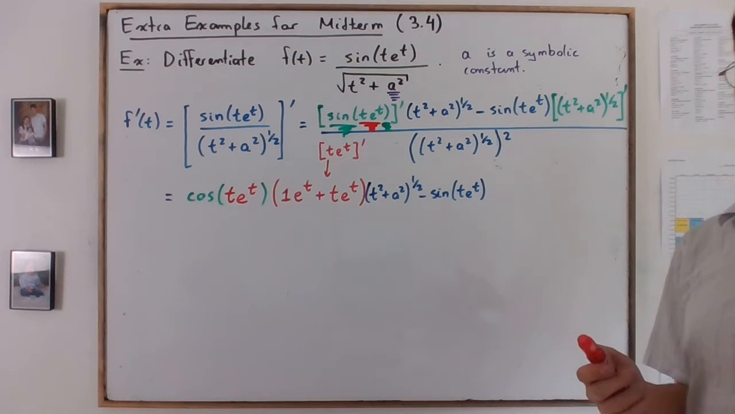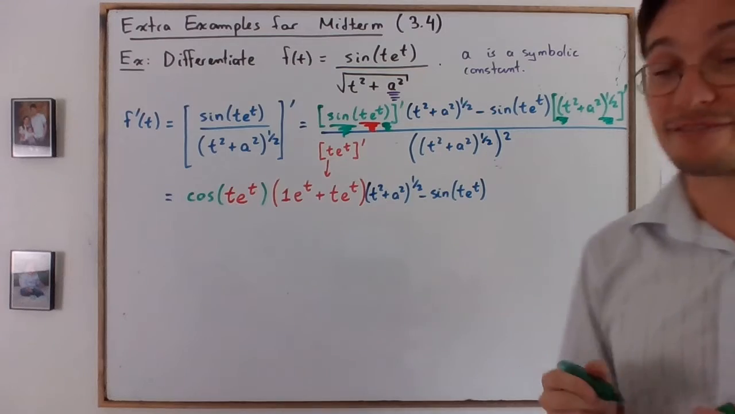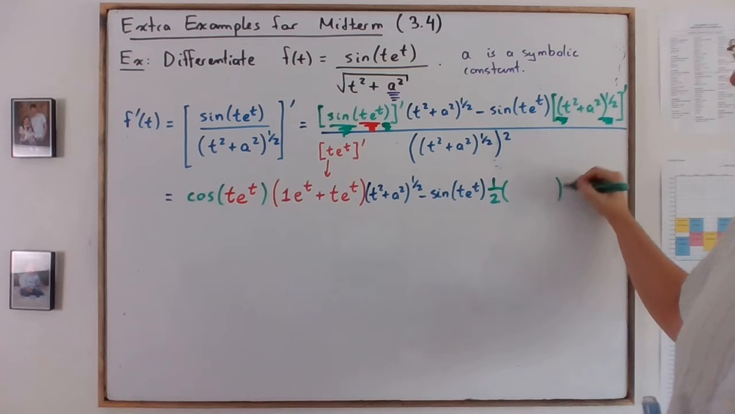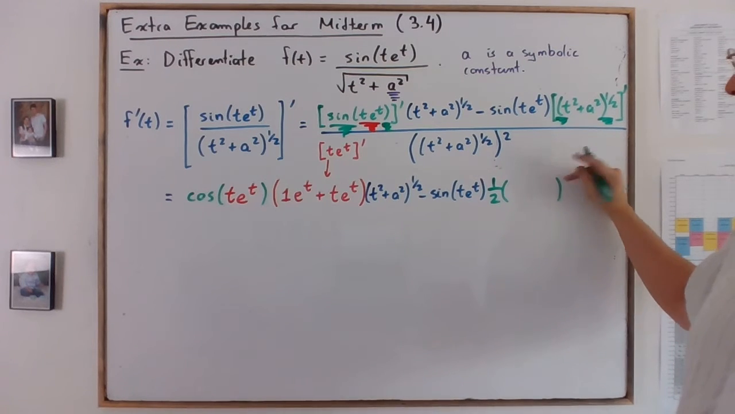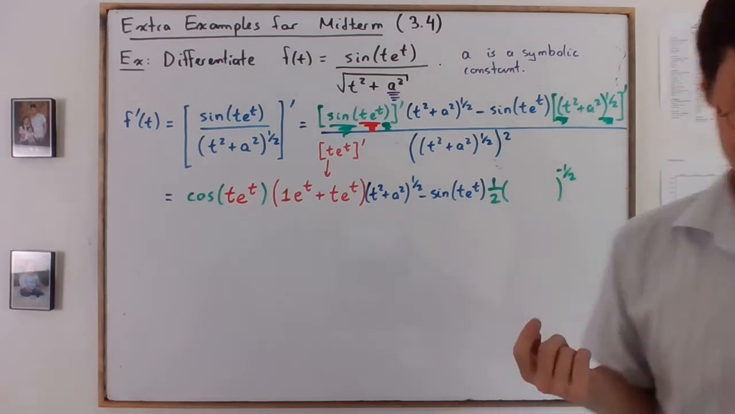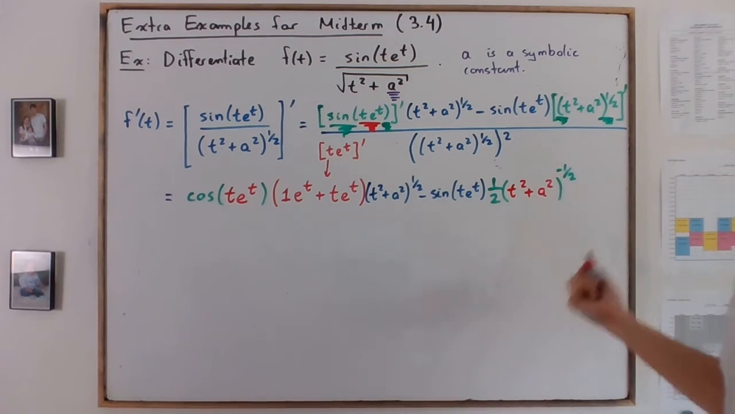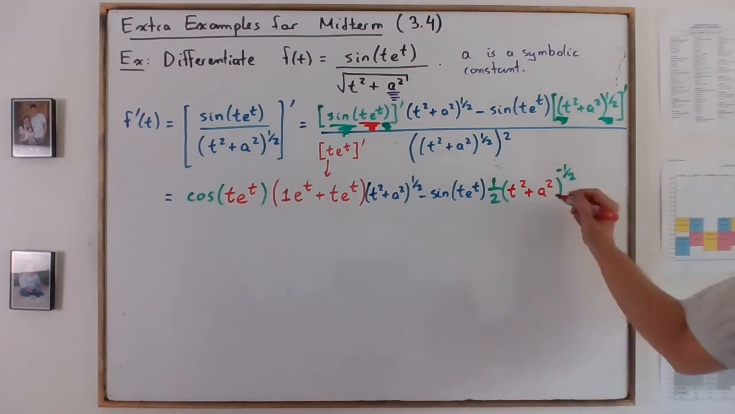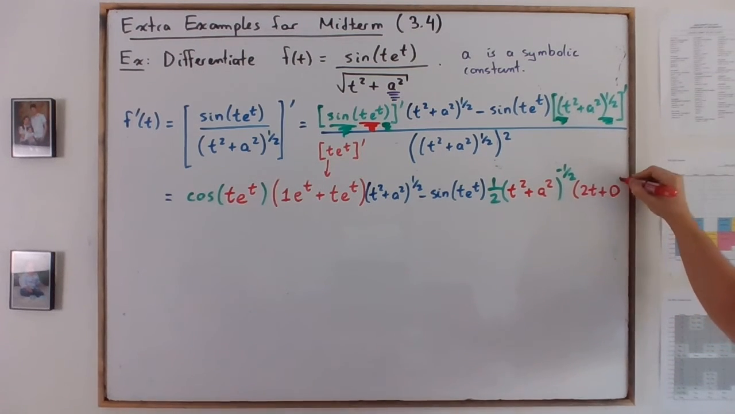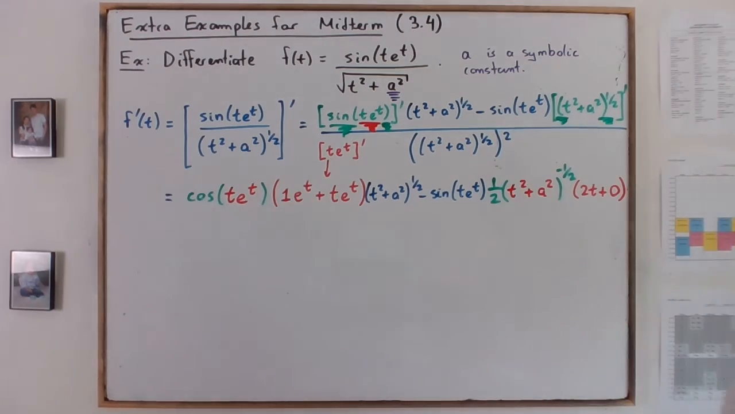Well, it's the exact same idea. The outside function is the to the 1/2. So step number 1, take the derivative of the outside. So that's it, negative 1/2. Stick the inside in. So in other words, it's going to be t squared plus a squared. And then finally, take the derivative of the inside. Be very careful. It is simply 2t plus 0. Why 0? It's because I remind you that a is a symbolic constant.